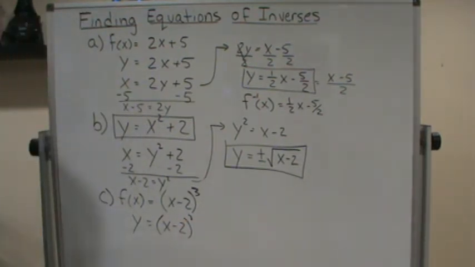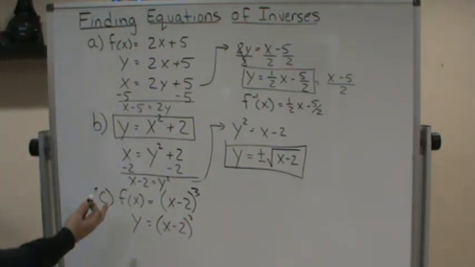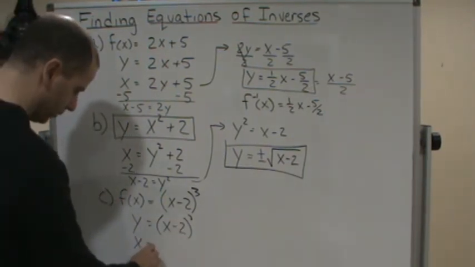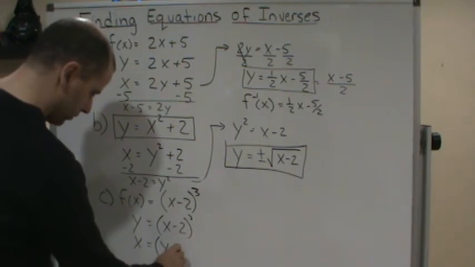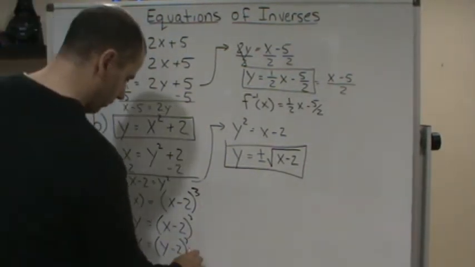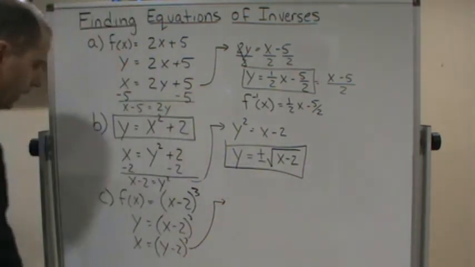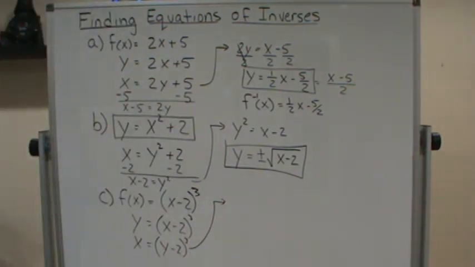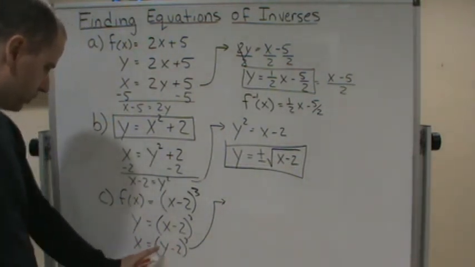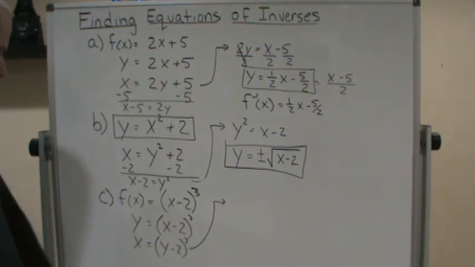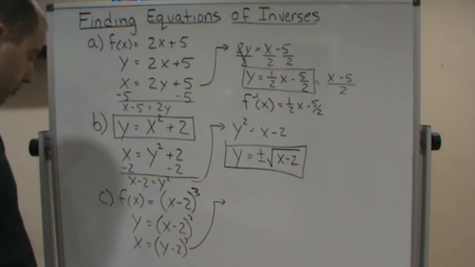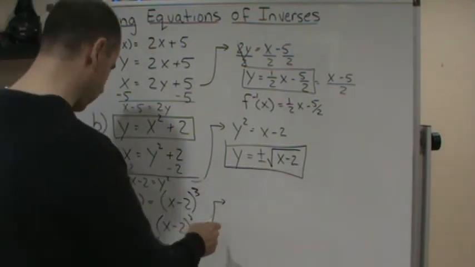And then the next step, we're going to interchange x and y. So we're going to make this x equals y minus 2 cubed. And then now we're going to solve for y. Well, the first thing we have to do is take the cube root of both sides. And since this is an odd power, odd roots, we don't have any issues with the odd roots. So there's no plus or minus that we have to worry about.